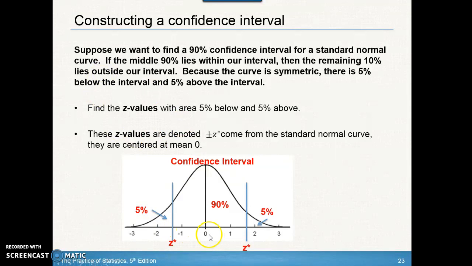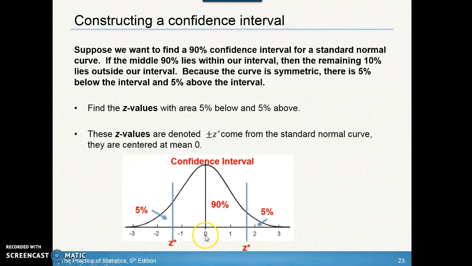If we want a 90% confidence interval, and this is where our point estimate is, how many standard deviations do we have to add to get 90% above? And how many standard deviations do we have to add below to capture the 90% middle portion of my curve? Now, the z-scores right here, you have these z-stars. They're denoted with z-stars. They come from the standard normal curve centered about the mean 0.